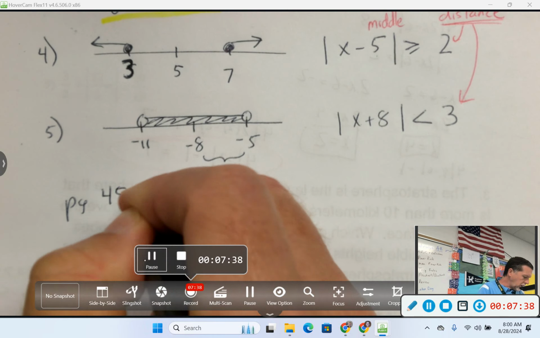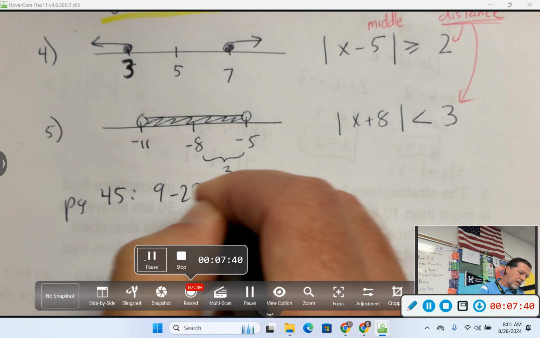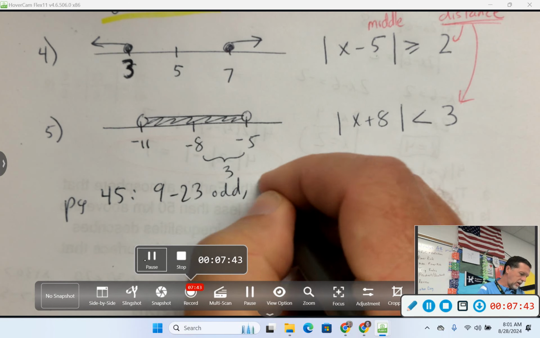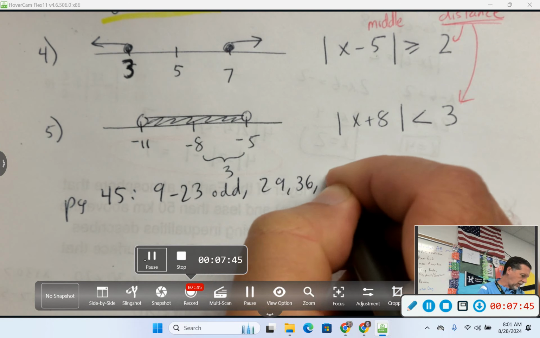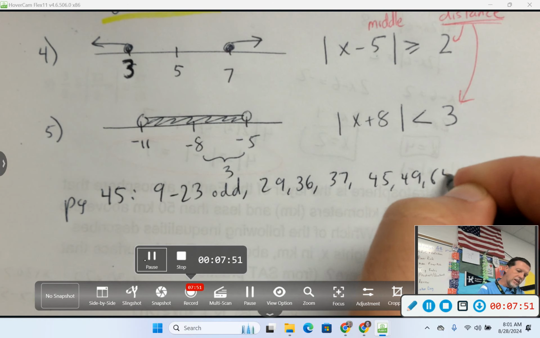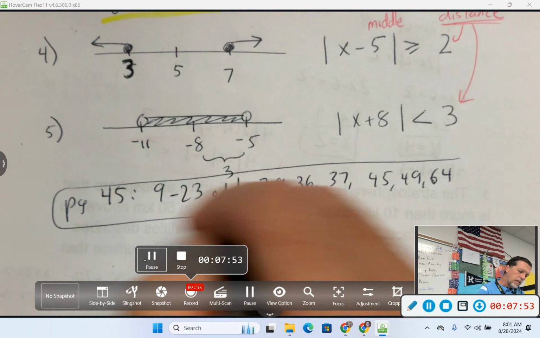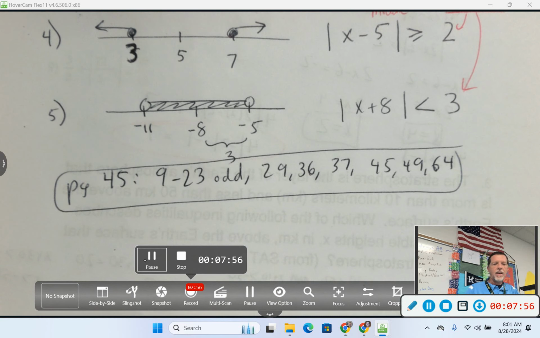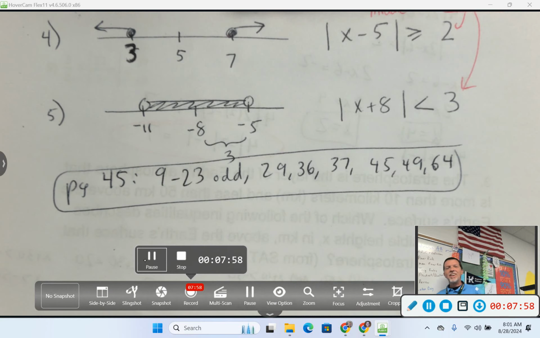Assignment today from the book, page 45, 9 through 23 odd, 29, 36, 37, 45, 49, 64. Yes, I'm through writing now. Again, it feels weird, but it's better than saying 9 through 63 odd, and then you got to do a whole bunch of problems. So send one person from each row to go retrieve some textbooks. You've still got an hour left, plenty of time to knock these out.